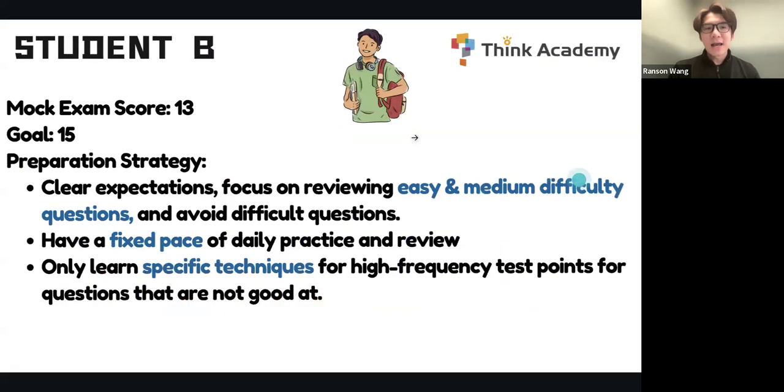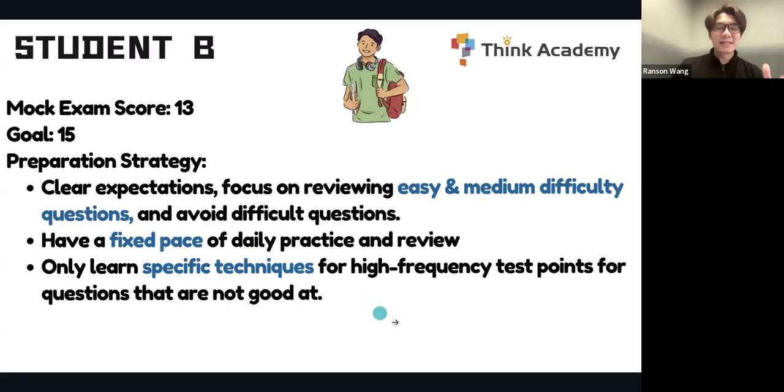So this is student A. And student B, his average score is around 12 to 13. This is the average for mock exams, and his goal is actually to get 15. So here's his preparation strategy. He has a clear expectation. He focused on reviewing the easy and medium difficulty questions and tried to avoid spending too much time on the difficult questions. But that does not mean he totally gave up on the difficult questions. He also learned specific techniques for solving those high frequency test points.